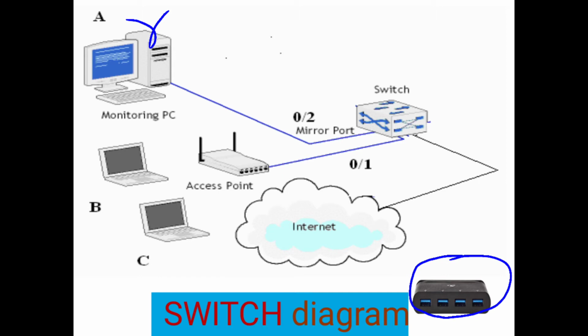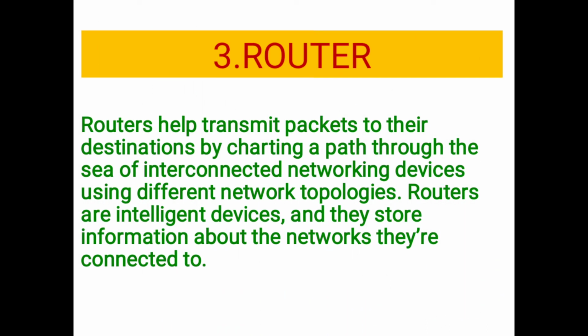But here the switch is so intelligent that if A is requesting the data, it will find the MAC address of A and it will deliver the packet only to A. So directly the receiver will receive the packet. That is the role of the switch. Only the receiver will simply receive the data, and this is how the switch and hub differ in their role.